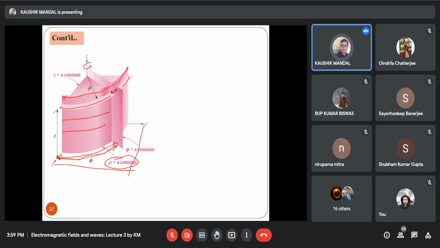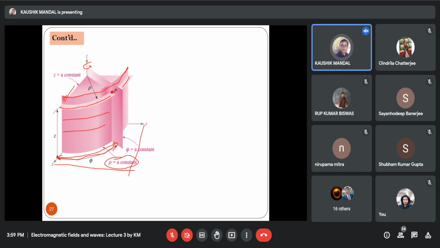So at this particular point, we have considered three planes. One is the constant Z plane, that is, you can say, the top of the cylinder. Another plane we have considered is the surface of the cylinder with a radius of rho. So on this particular surface, what should be the value of rho? Rho will always be constant.